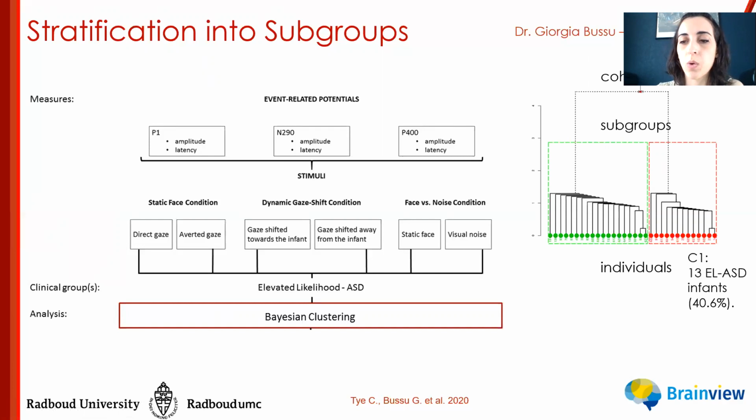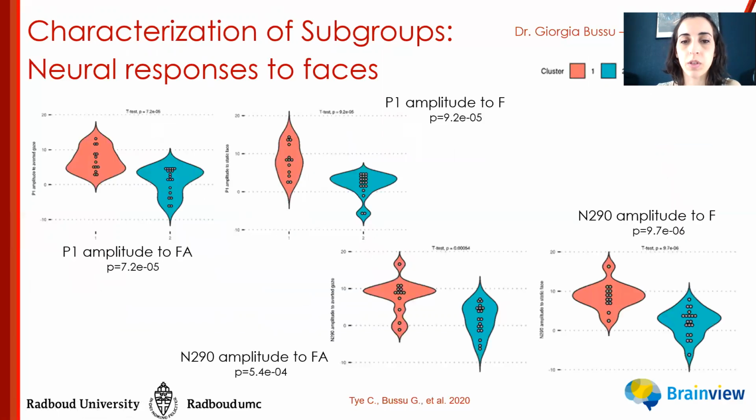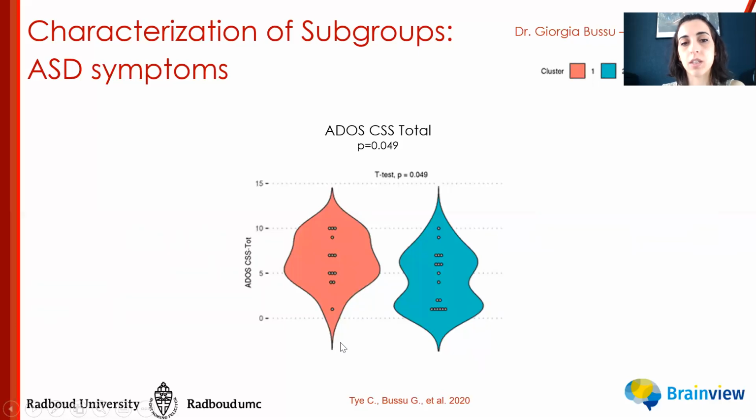And we found two, one with 13 and the other with 19 infants. Then we compared the two groups in terms of face processing to see the characteristics that made them separate groups. And here you can see that the red cluster, cluster 1, is characterized by increased selective attention to faces with averted gaze and faces in general, as indexed by the P1 amplitude, and increased engagement to the same stimuli as indexed by the N290 amplitude. And this was accompanied by increased symptom severity, although significance was not retained after correcting for multiple comparisons.